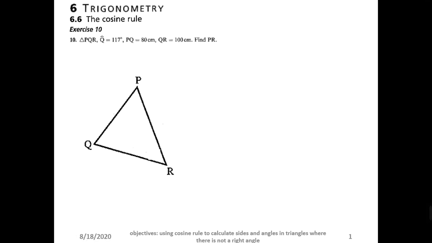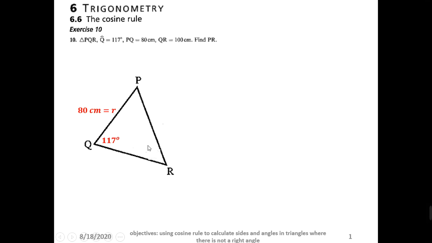As you can see, they're telling you that angle Q is equal to 117 degrees. So you place the given number in here, that is angle Q. And PQ is actually equal to 80. Why did I name PQ as small r? This is corner R and this is angle R.